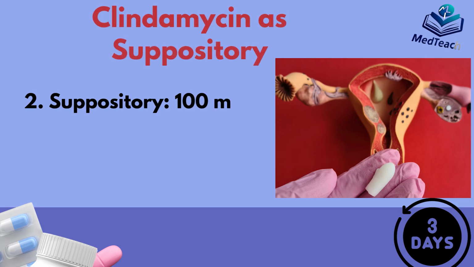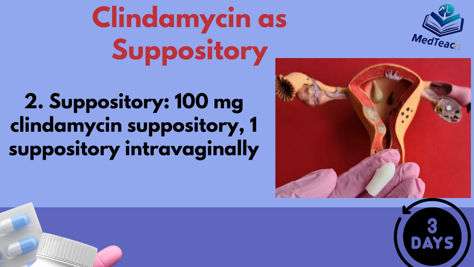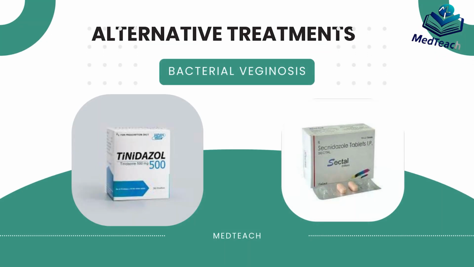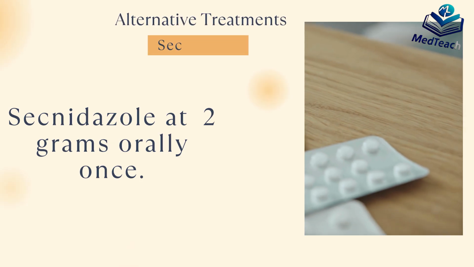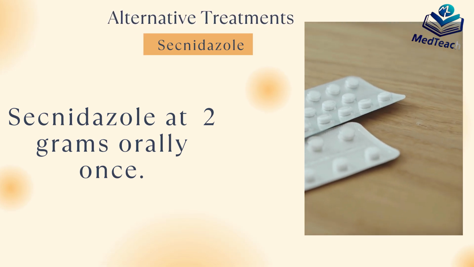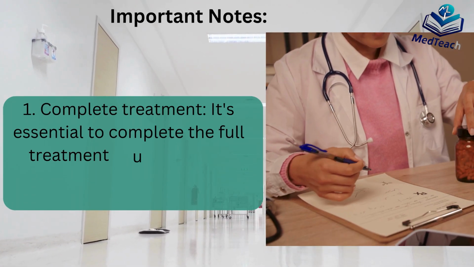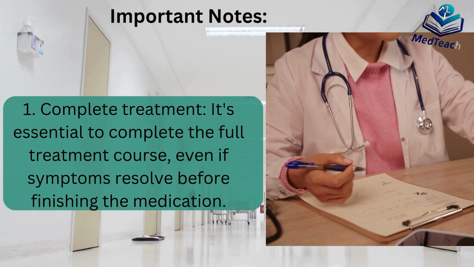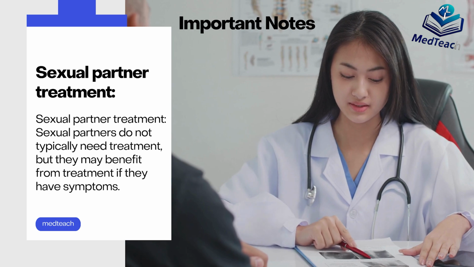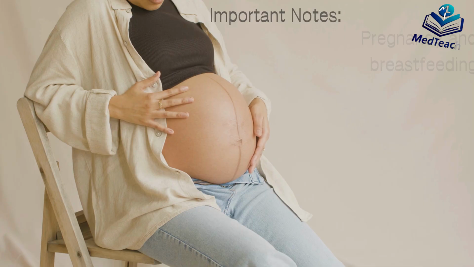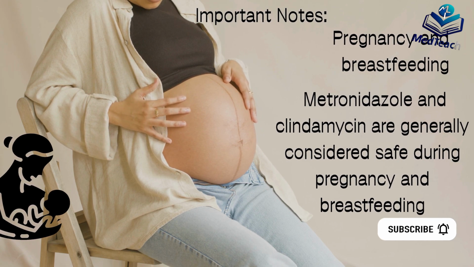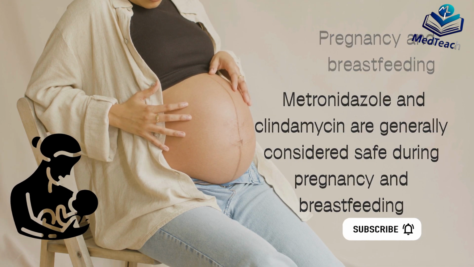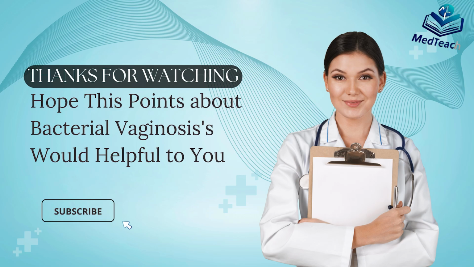If you are giving it as a suppository, 100 mg clindamycin suppository, one suppository intravaginally once a day for 3 days. And when you are supposed to give the alternative treatments, tinidazole can be given at a dose of 1 gram orally twice a day for 5 days and secnidazole at a dose of 2 gram stat. It's essential to complete the full treatment course even if symptoms resolve before finishing the medication. Sexual partners do not typically need treatment, but they may benefit from treatment if they have symptoms. And if you find bacterial vaginosis during pregnancy and breastfeeding, remember that metronidazole and clindamycin are generally considered safe during pregnancy and breastfeeding. Hope these points about bacterial vaginosis would be helpful to you.